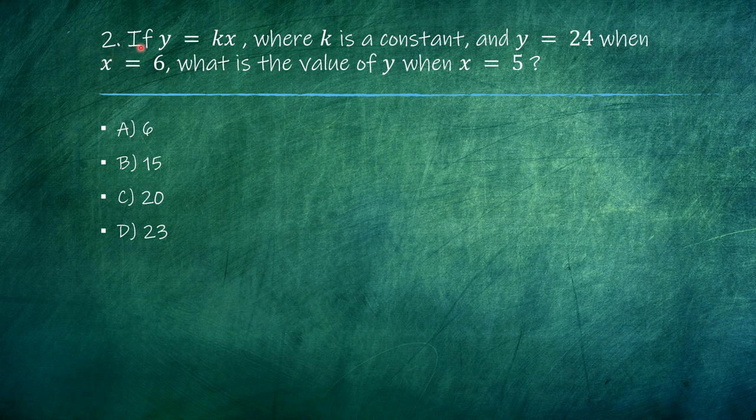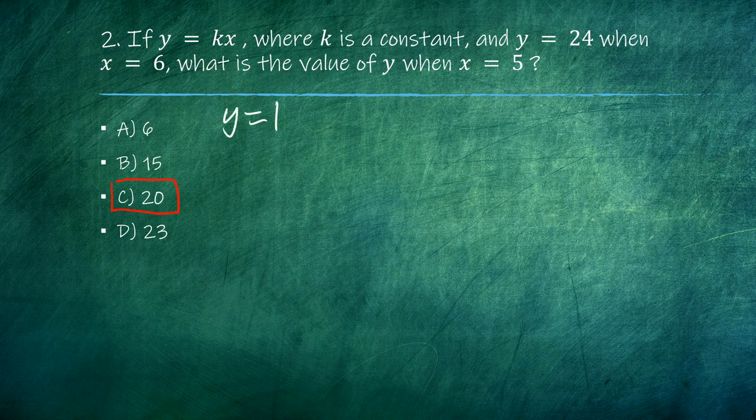Question 2. If y is equal to kx, where k is a constant and y is equal to 24 when x is equal to 6, what is the value of y when x is equal to 5? Go ahead, pause this video and try it yourself. The answer is C. If we know what y and x are, then we can solve for k, and once we know what k is, we can put x equal to 5 into this equation and solve for y.